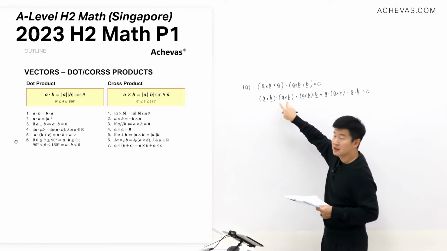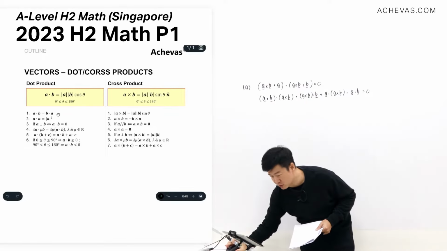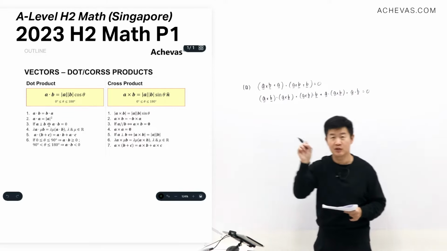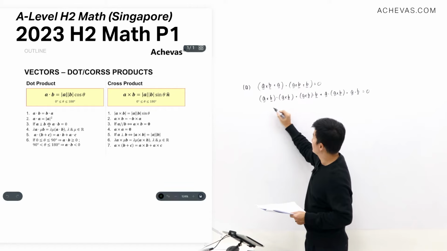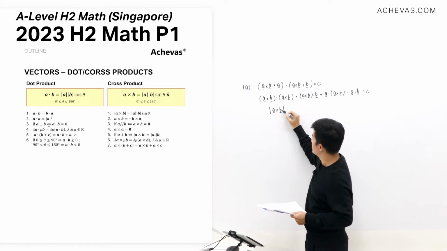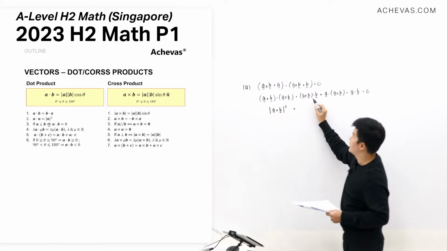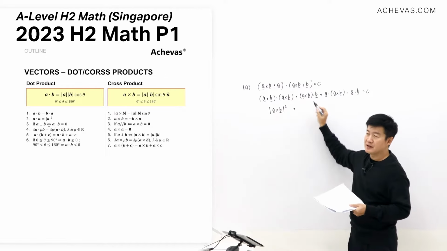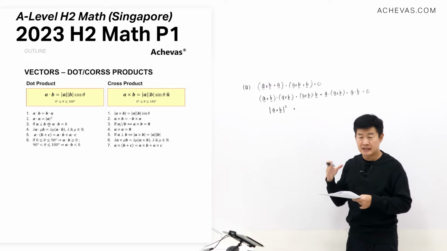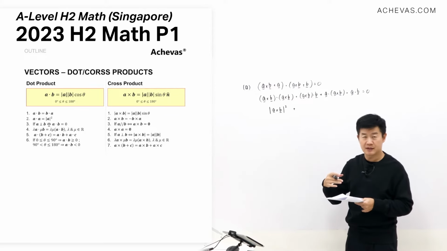And we have one vector dot another vector. According to what we have here in number 2, one vector dot another vector is modulus of that vector squared. So this dot this is going to be modulus of a cross b squared. As for this, a cross b is going to be giving us a vector that is perpendicular to both a and b at the same time.